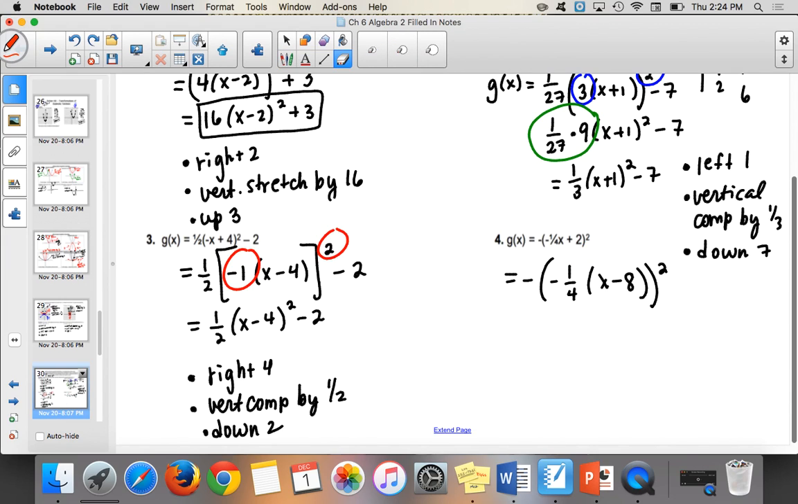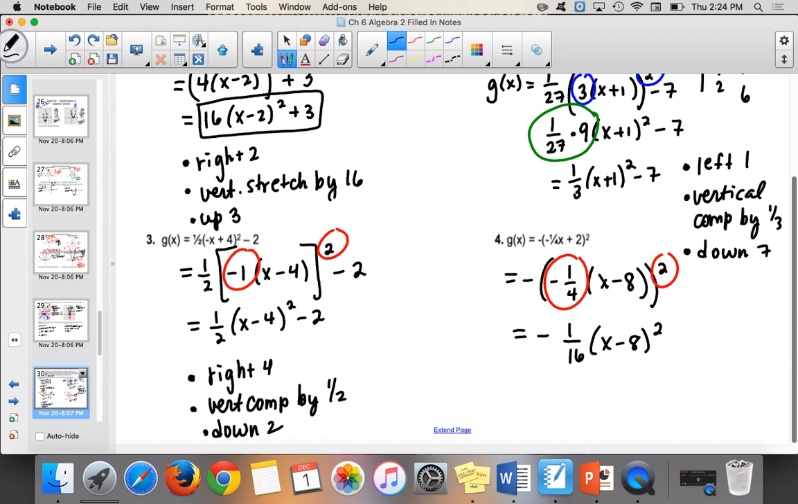All right, so then we're going to square that -1/4, so I get a negative on the outside. I still have my 1/16 from here and here, and then I have x minus 8 squared. So this involves 3 transformations, so I go right 8. What's the 1/16 do? Horizontal compression.